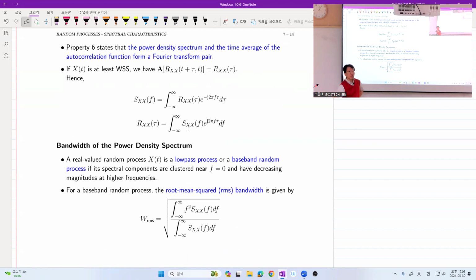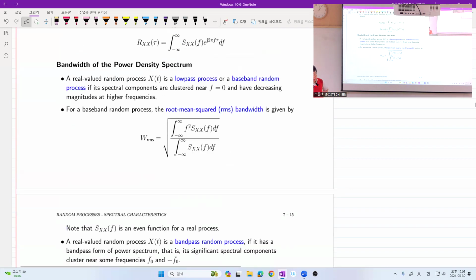But be careful. Suppose you are given a power spectral density of a random process without knowing whether the random process is wide-sense stationary or not. Then what would be the inverse transform of the power spectrum? That is what? The time-averaged autocorrelation function. Okay? In general, never forget that.